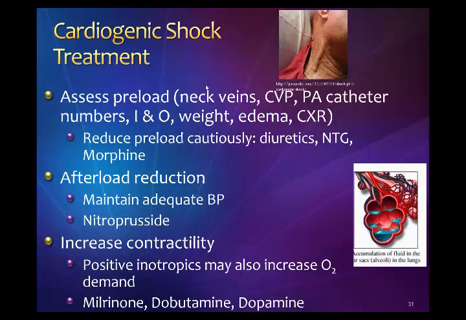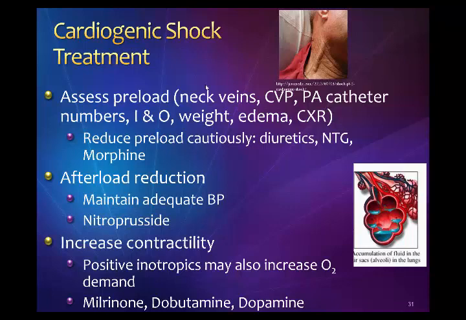Then we want to make sure that afterload, remember, that pressure you have to push against to get out the door, is reversed. If we maintain their blood pressure, that helps reverse that, because high blood pressure does cause a lot of vascular resistance. And we can also give a drug called nitroprusside. Nitroprusside is also called Nipride, and that drug can be used as well. It is a vasodilator, so you want to think that it's going to lower the patient's blood pressure, so you'd be concerned that it may go too low.